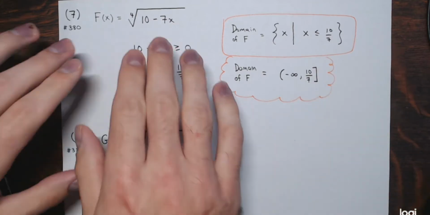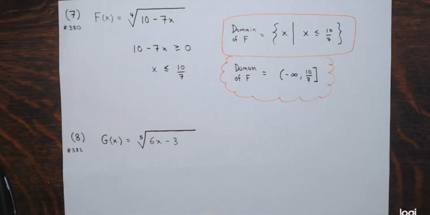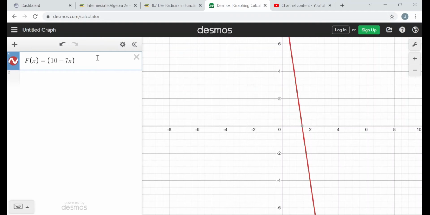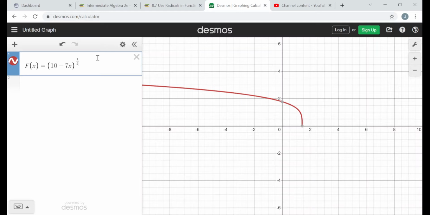And then once again, I'm going to take a look at this function on the Desmos site. Just typing in as is, it was capital F of x equals. Now instead of looking for the fourth root, that nth root button, I'm just going to put the radicand, 10 minus 7x in parentheses, and raise it to the 1/4 power. Remember, the 1/4 power was the fourth root. And look, the graph doesn't go all the way to the right. It stops at this point here.